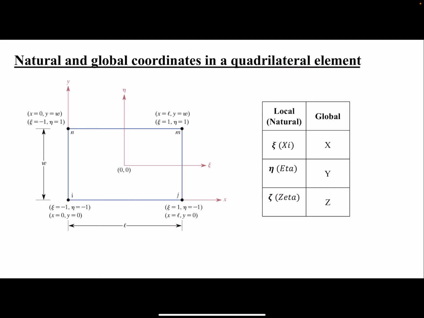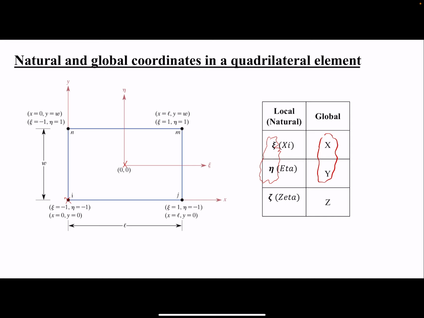For local or natural coordinates, we use the Greek letters ξ, η. Here it's 2D, so we don't need θ. And in global coordinates, we use x and y. The origin of our local coordinate is in the center, and the global coordinates begin from one edge. These are the conventions that we use, and we develop our shape functions based on these conventions.